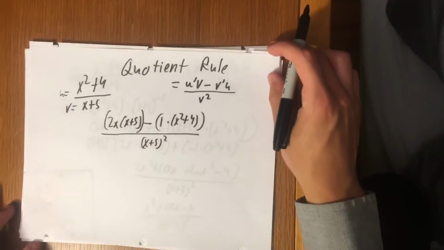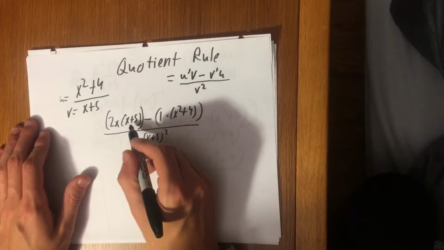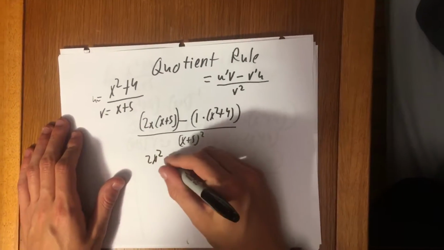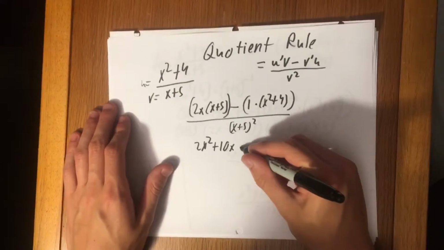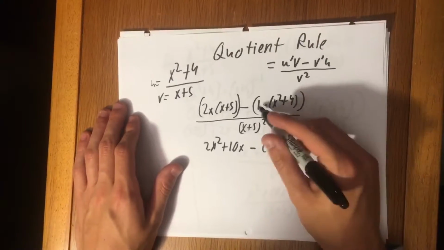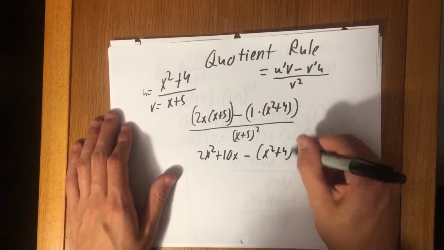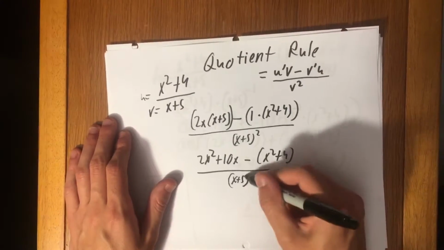So now all we have to do is simplify this. We'll distribute the 2x in 2x times (x plus 5), and we will get 2x squared plus 10x. And then we will subtract that from, we would distribute this, it would just be 1, so it would be subtracted from x squared plus 4. So we would then have (x plus 5) squared on the bottom.